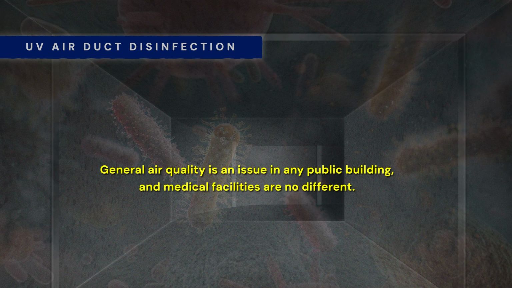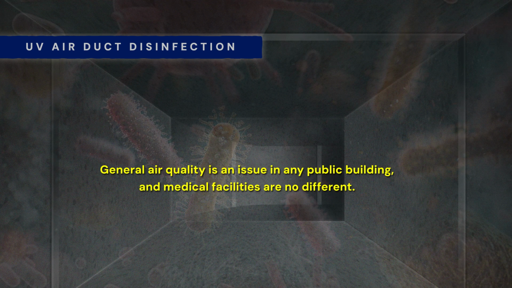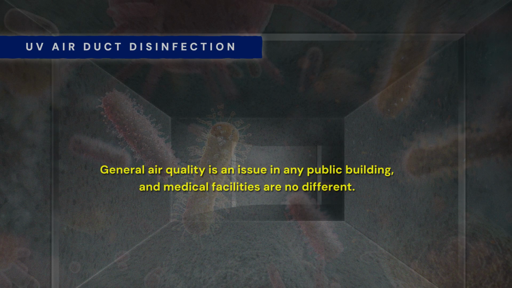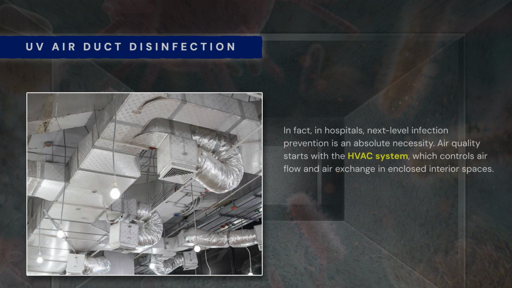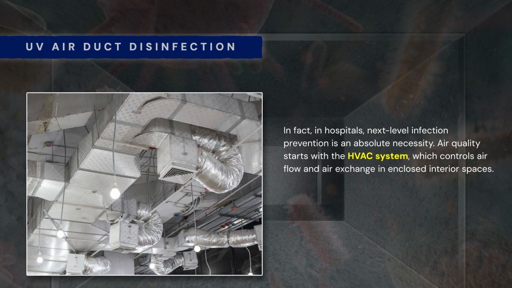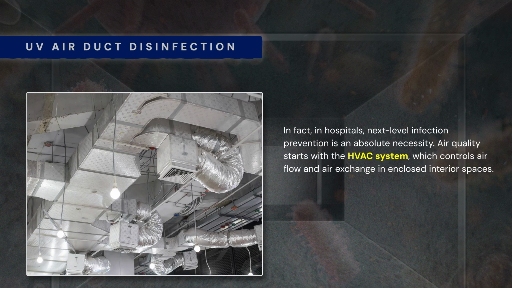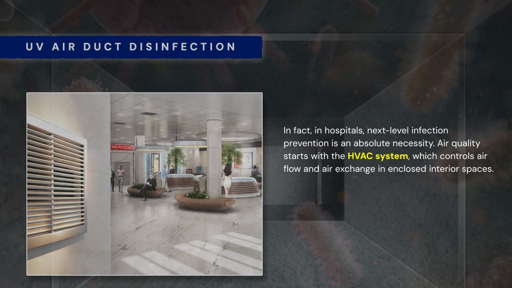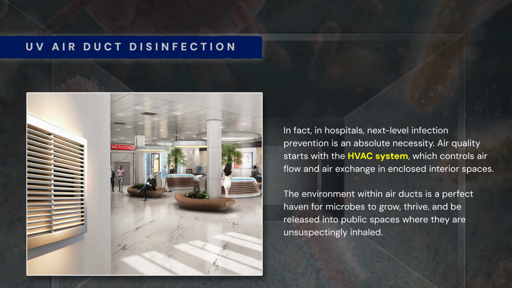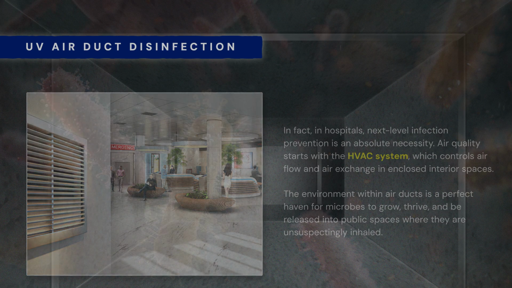General air quality is an issue in any public building, and medical facilities are no different. In fact, in hospitals, next-level infection prevention is an absolute necessity. Air quality starts with the HVAC system, which controls airflow and air exchange in enclosed interior spaces. The environment within air ducts is a perfect haven for microbes to grow, thrive, and be released into public spaces where they are unsuspectingly inhaled.